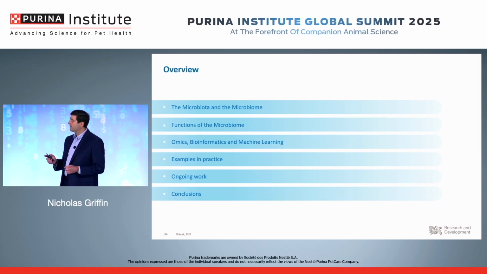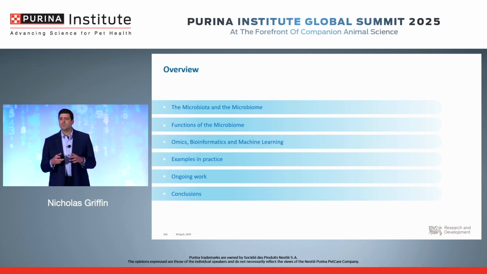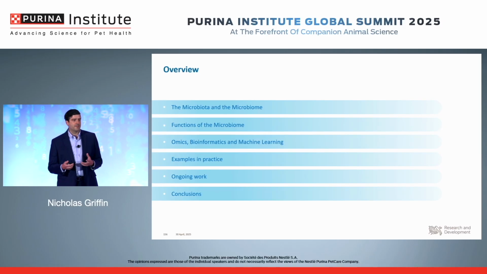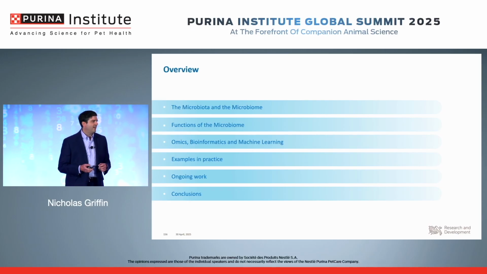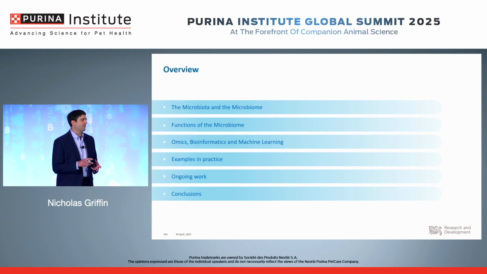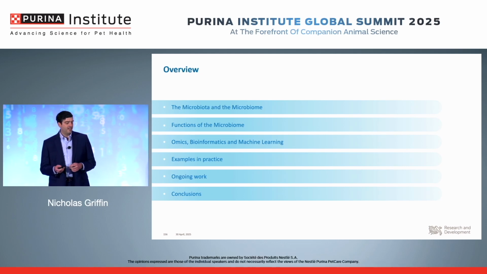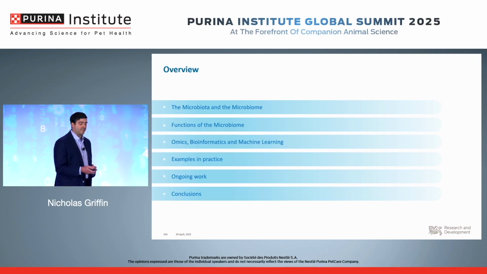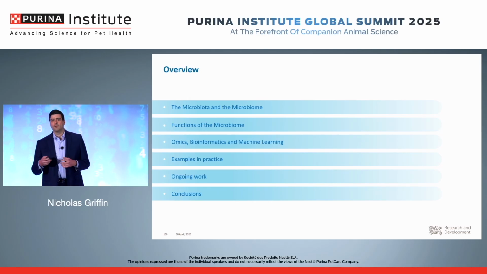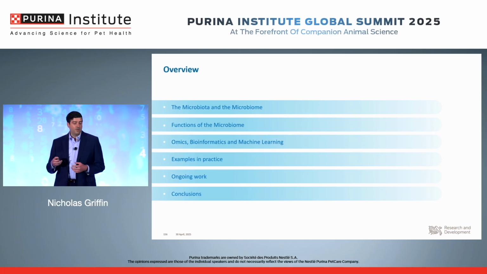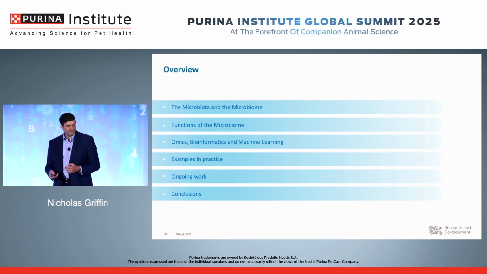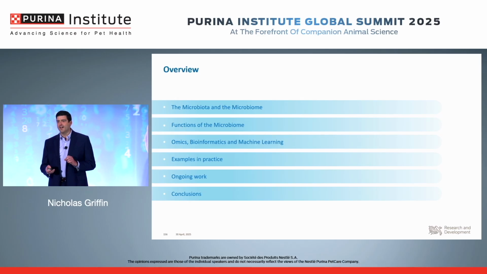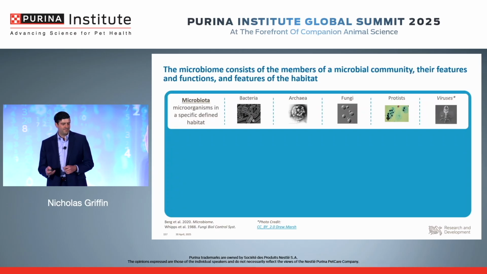So first, I'm going to work through the definitions of what the microbiota and the microbiome are. We'll talk about some functions of the microbiome, and then how omics, bioinformatics, and machine learning are used synergistically to study these complex bacterial communities. And then I want to go through some examples that I've selected where researchers have used these techniques to study the microbiome to learn interesting things about the community or how they're relevant to health and nutrition. And then we'll do a little teaser about ongoing work at Nestle Purina.